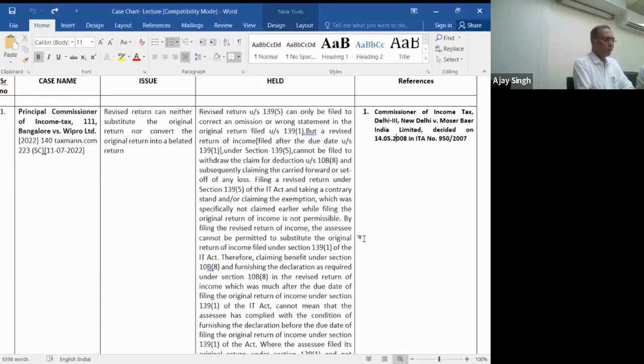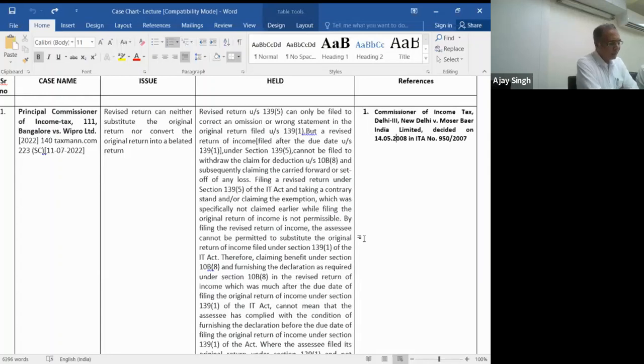When the matter reached the Honorable Supreme Court, the department basically argued that while filing his original return, the assessee had not claimed the losses and therefore he cannot be allowed to claim them by way of a revised return. The department also argued that the requirement of filing a declaration, which is a requirement under Section 10B subsection 8, which the assessee had not fulfilled, is a mandatory requirement and not a directory requirement.